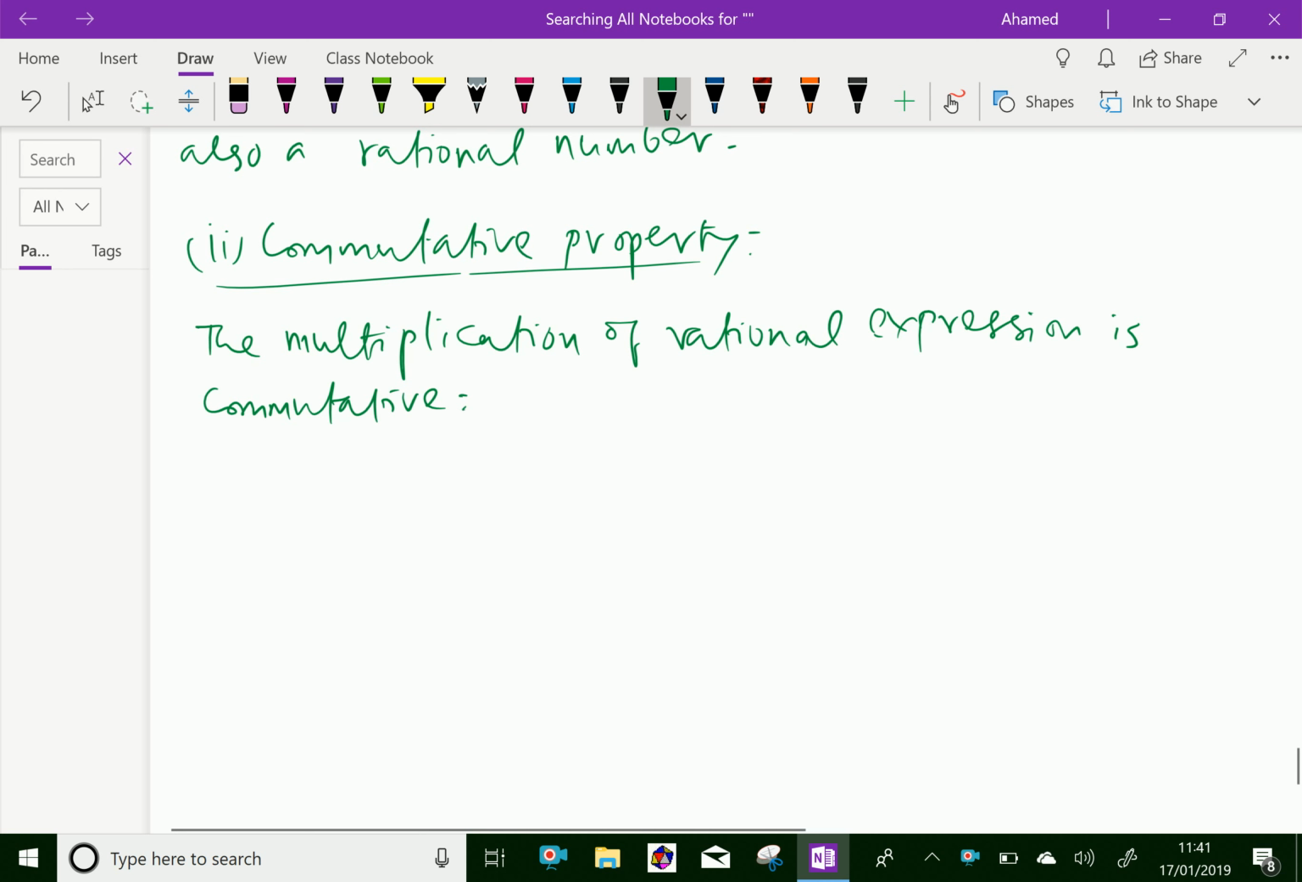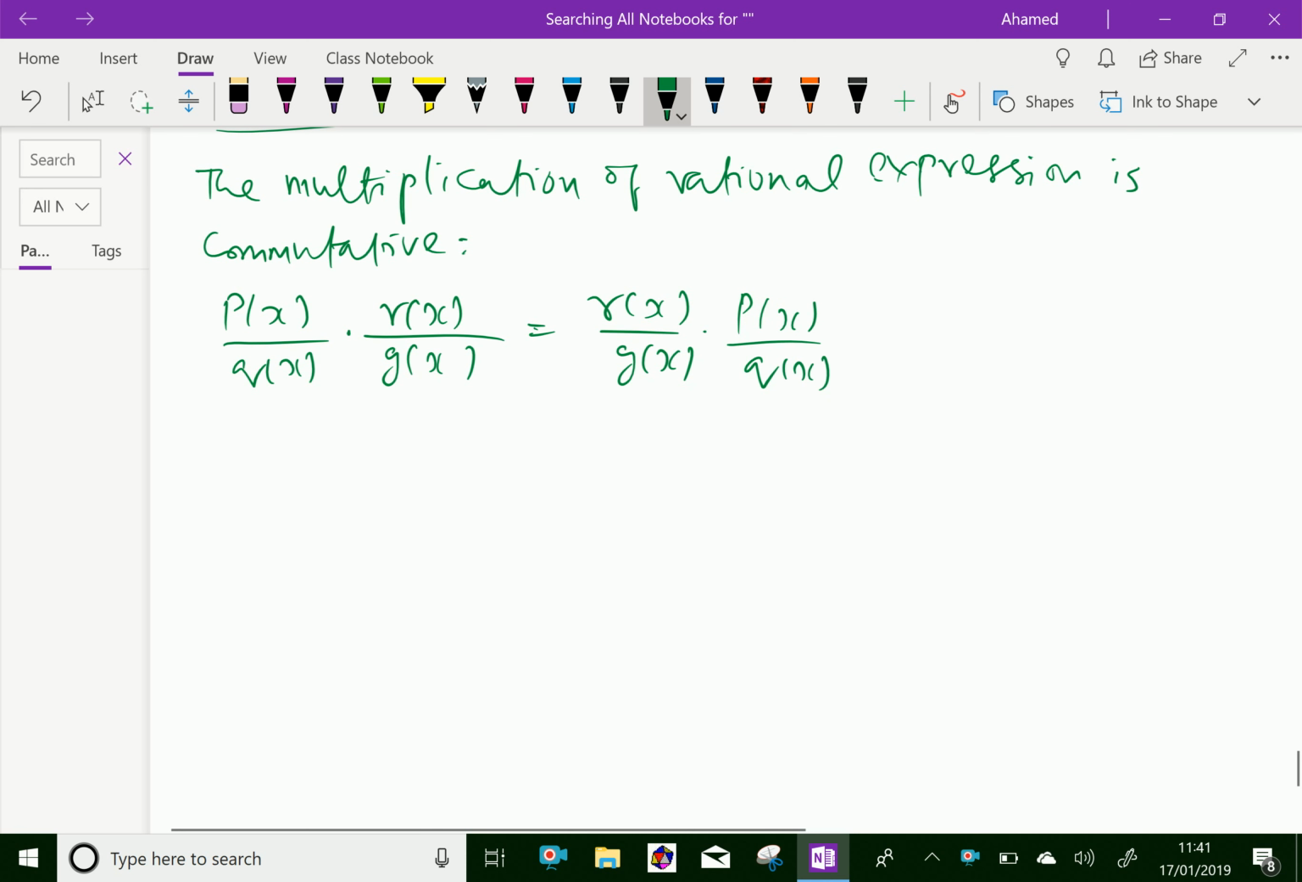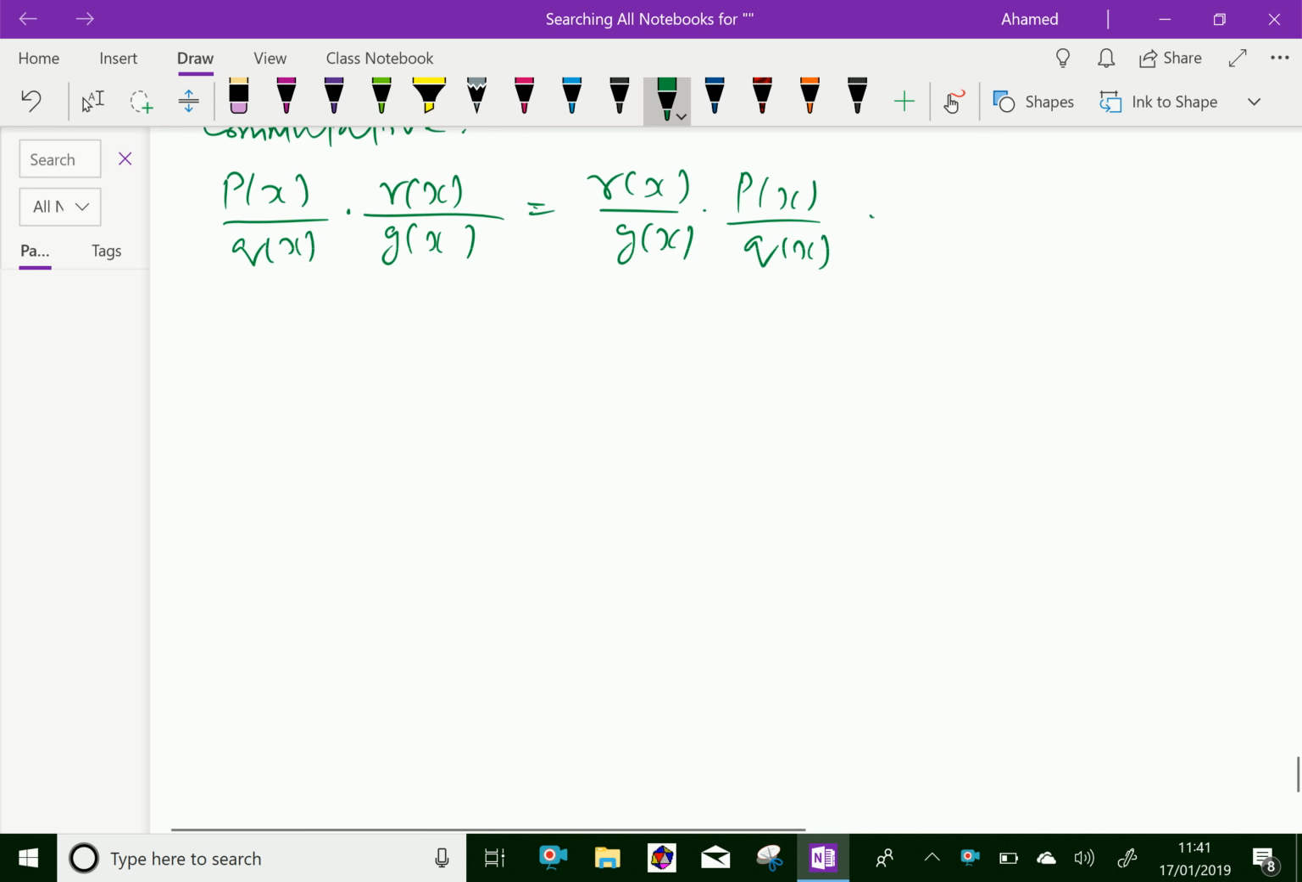Commutative. That means p of x over q of x into r of x over g of x is also equal to r of x over g of x into p of x over q of x.